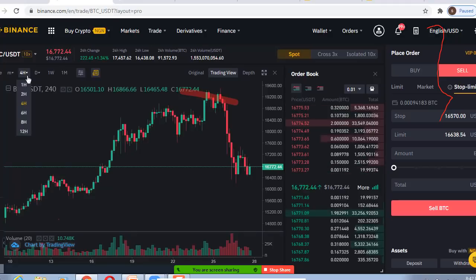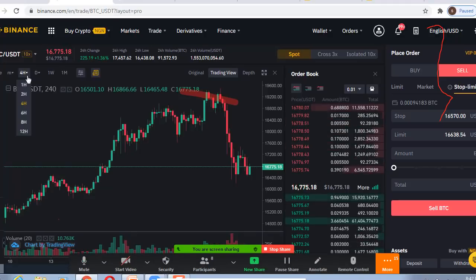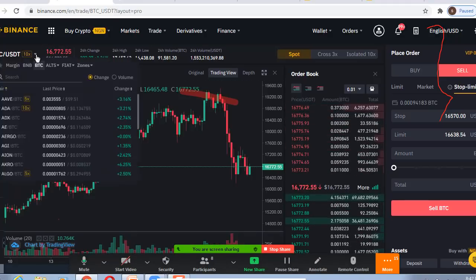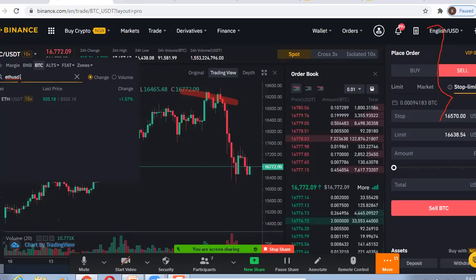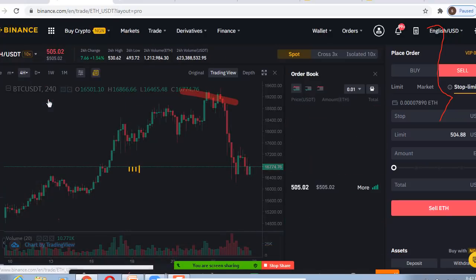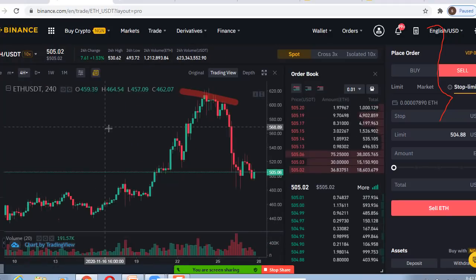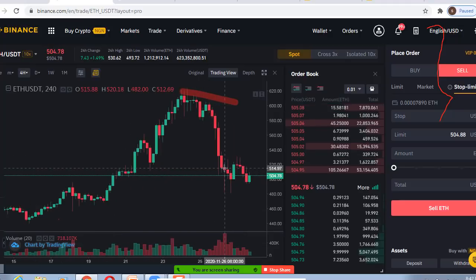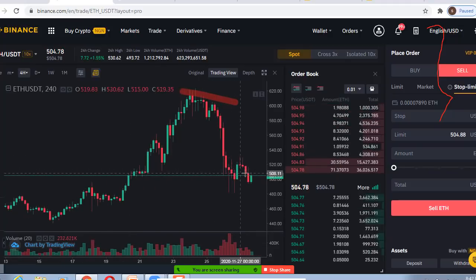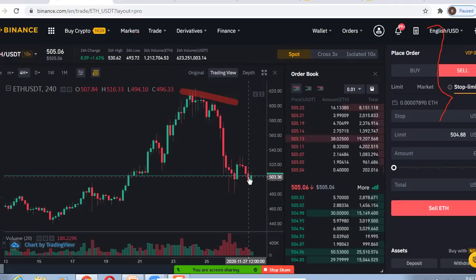Is it a good time to buy Ethereum? Can we check the chat? Is it a good time to buy Ethereum? You want to buy Ethereum now? Yes. Do you want to use my analysis? Yes. Okay. Right now, you can buy Ethereum. Yeah, you can buy Ethereum because it's actually low here. It's a good time to buy Ethereum.